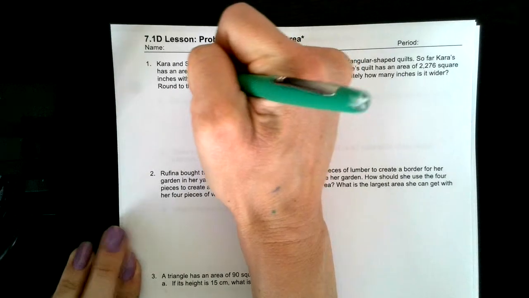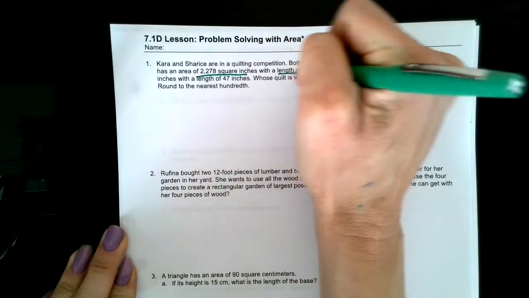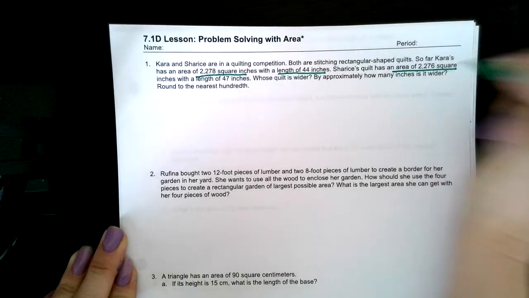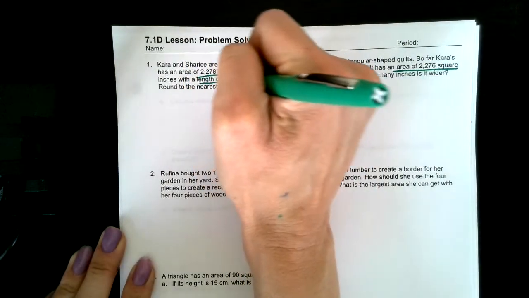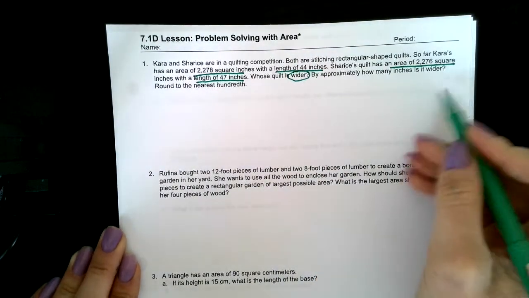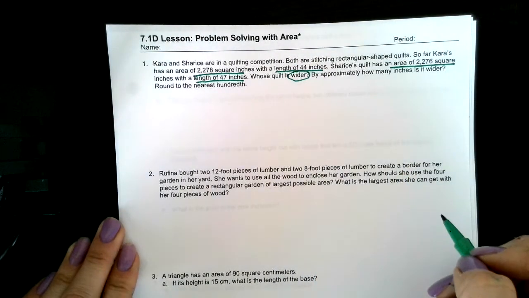The goal of this lesson is we want to use our knowledge of perimeter and area to solve real world problems. So in problem number 1, it says Kara and Charisse are in a quilting competition. Both are stitching rectangular shaped quilts. So far, Kara's has an area of 2,278 square inches with a length of 44 inches. And Charisse's quilt has an area of 2,276 square inches with a length of 47 inches. Whose quilt is wider? By approximately how many inches is it wider, rounded to the nearest hundredth?